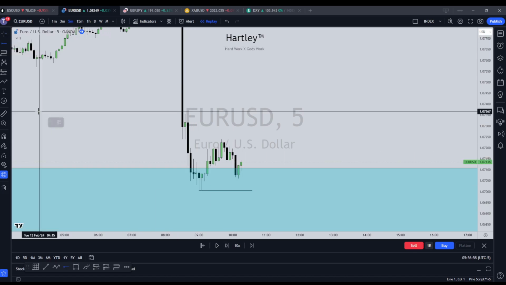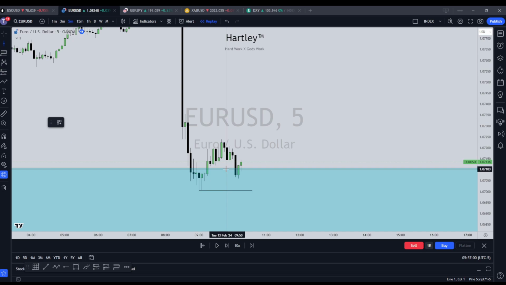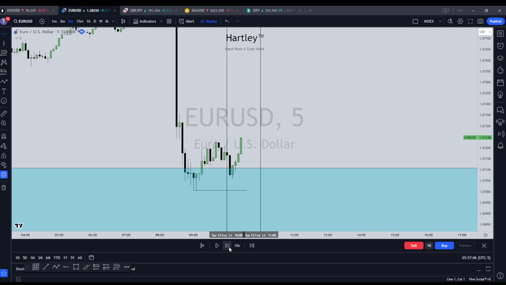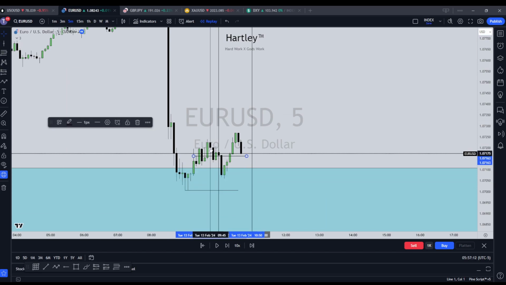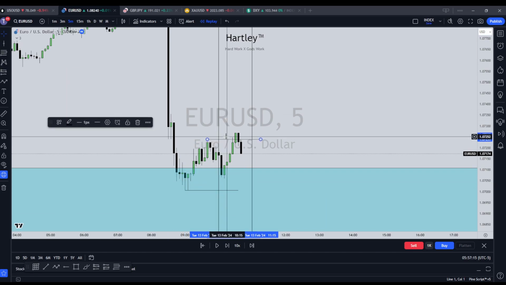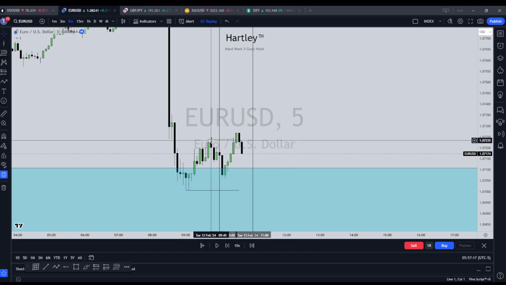So let me also put my vertical lines in, 10 to 11. Let's see. What do we get? So this is the high we cleared. So we cleared this high.